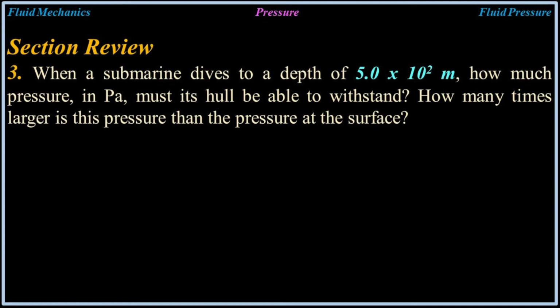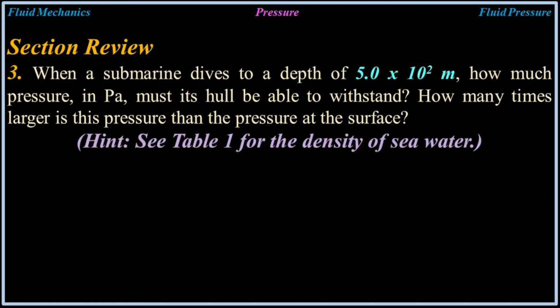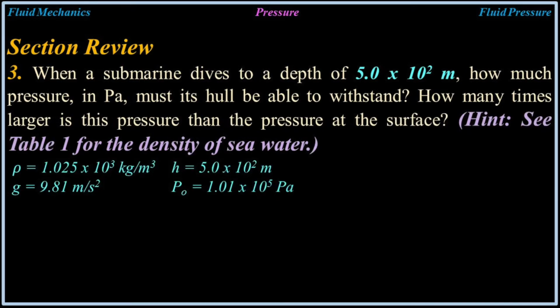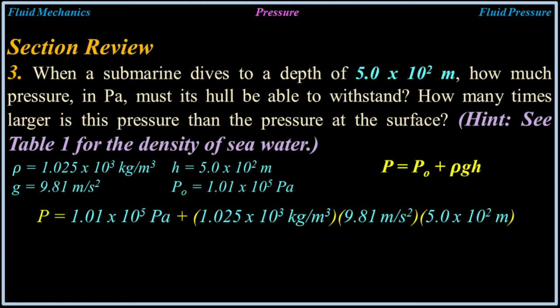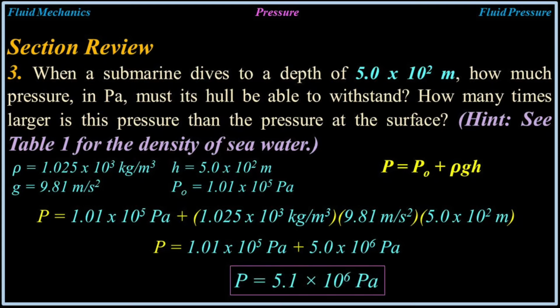Aha, as they're about to say, the plot thickens. Hint, see table 1 for the density of seawater. There's what's given, that's all my values, my data. There's my equation. Remember, I want the total pressure, so I need P naught plus rho g h. I'm going to plug in, and I have 5.1 times 10 to the 6 pascals.